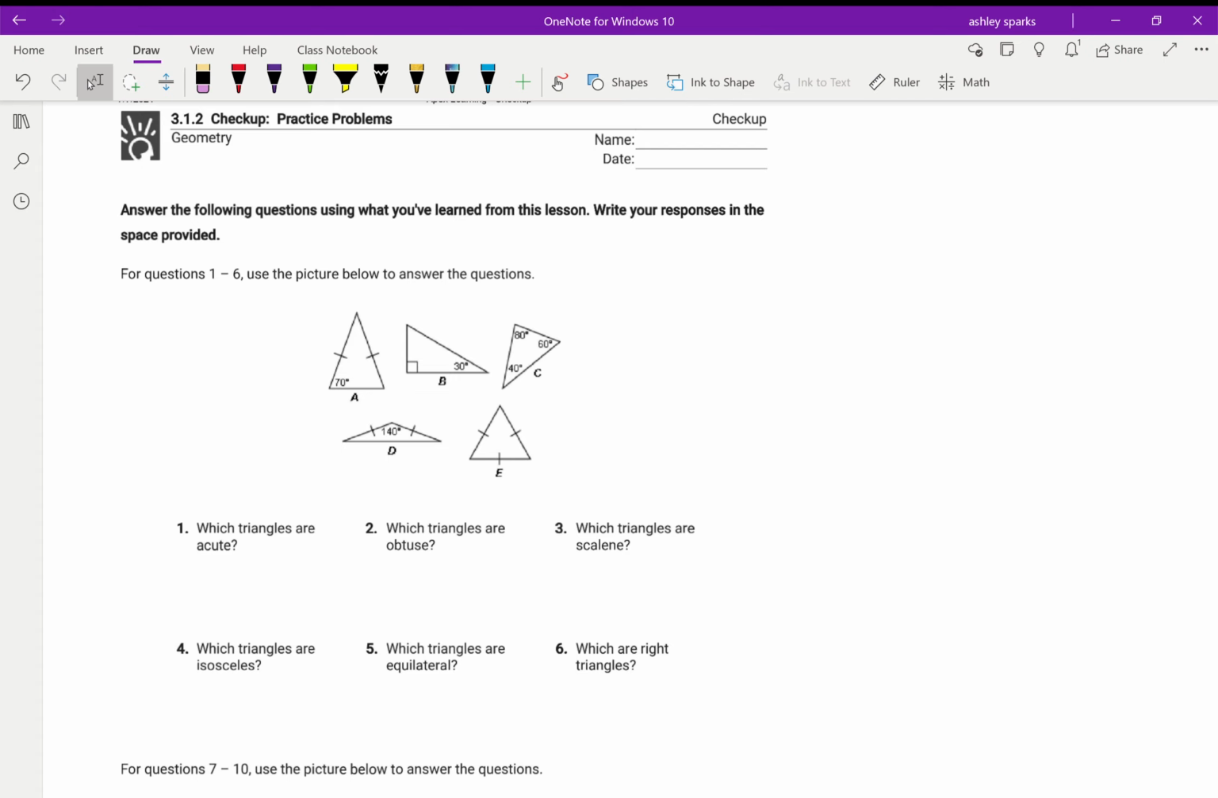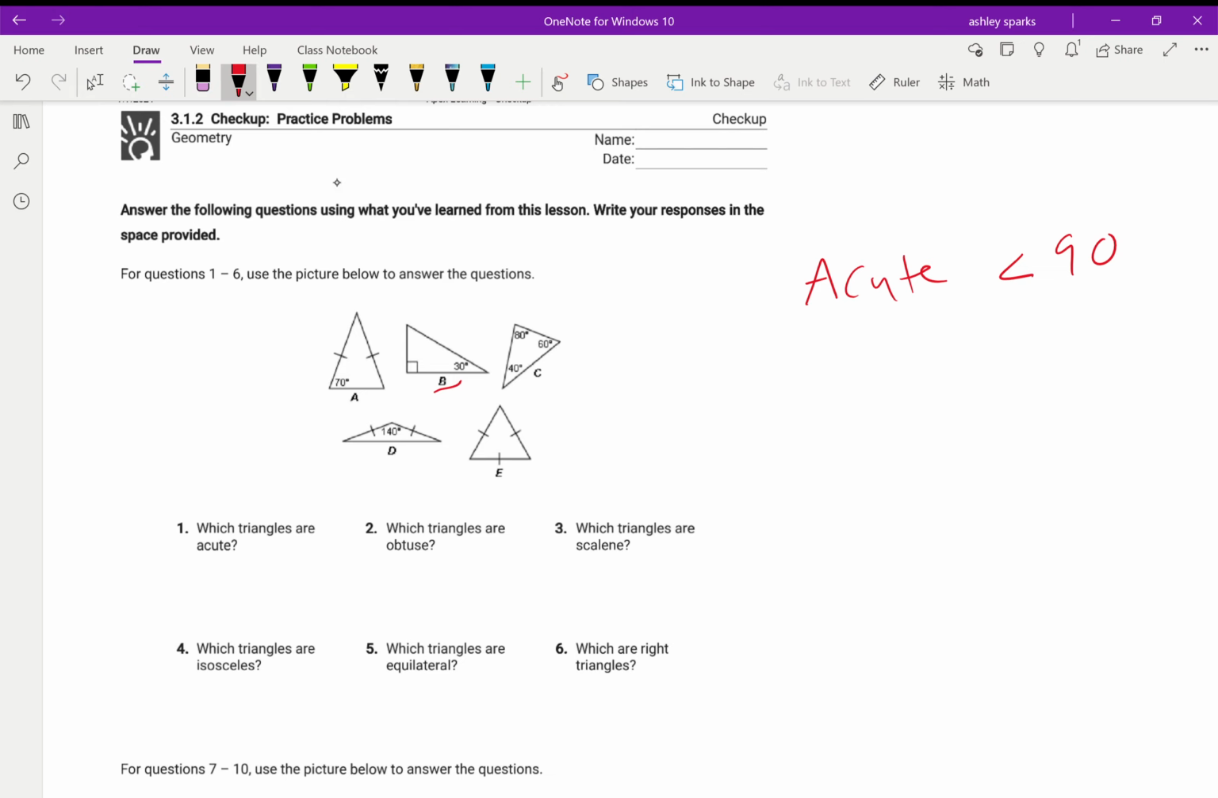Acute triangles have angles that are all less than 90 degrees. So that's every single angle. If you have an angle that's 90 or bigger, it's not going to be acute. So for instance, we could look here at B. B has that 90-degree box. It's definitely not going to be an acute triangle.